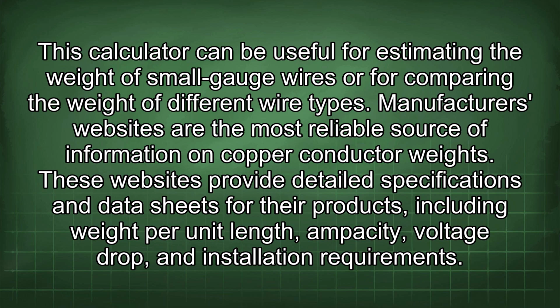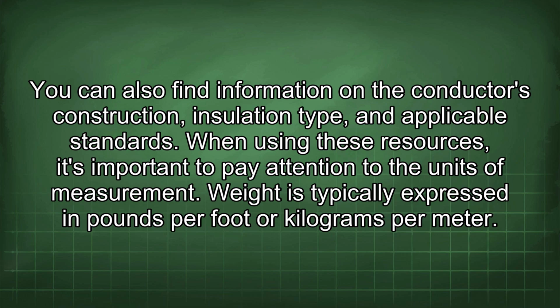Manufacturers' websites are the most reliable source of information on copper conductor weights. These websites provide detailed specifications and data sheets for their products, including weight per unit length, ampacity, voltage drop, and installation requirements. You can also find information on the conductor's construction, insulation type, and applicable standards.